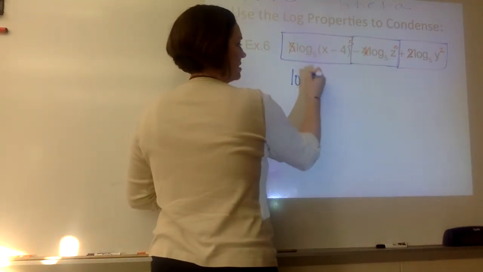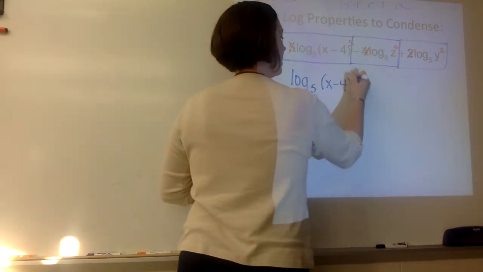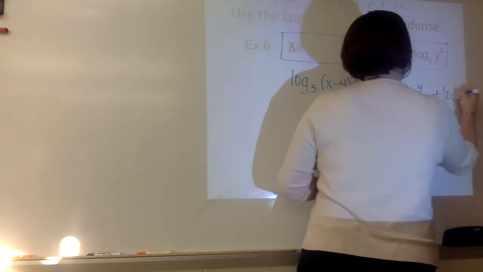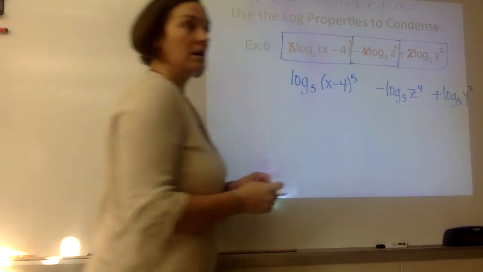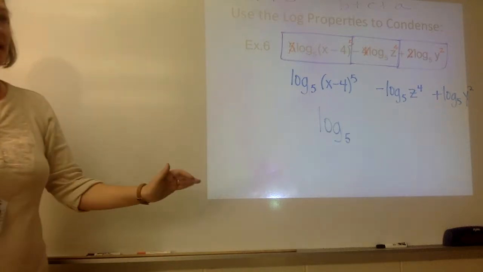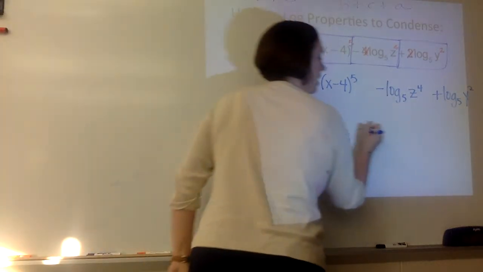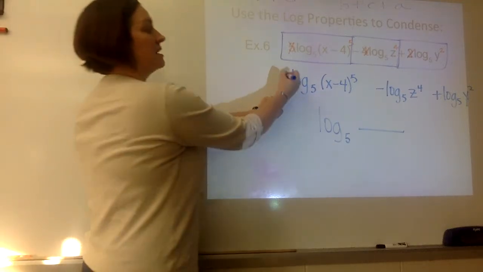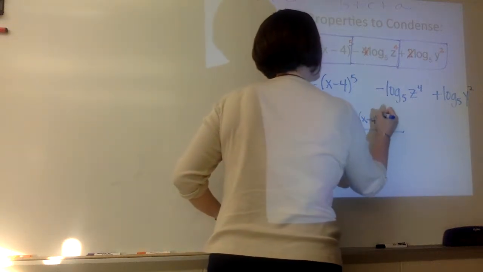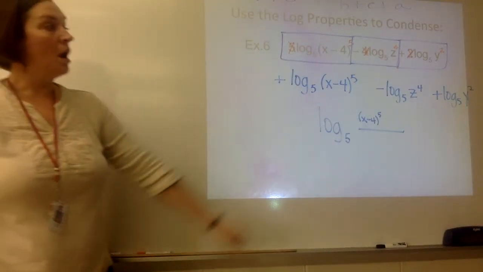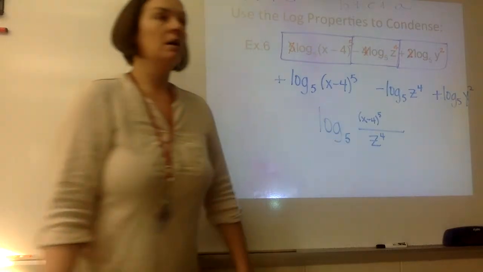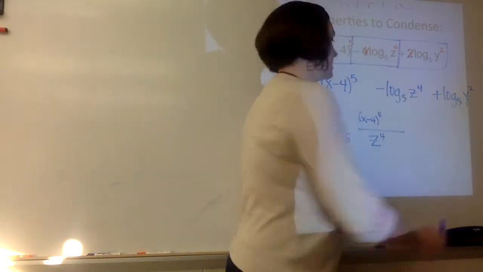I'm going to look at this. Just to bring this to the 4, x minus 4 to the 5th, minus log base 5 of z to the 4th, plus log base 5 of y squared. I'm going to create one log, log base 5. I'm not doing log divided by log, it's one log. I'm going to draw a fraction bar. This is a positive log, which means it's going in the top. So this goes up here, x minus 4 to the 5th. Minus log means it goes in the bottom. So I'm going to put z to the 4th in the bottom. Positive y squared is going to go up top.